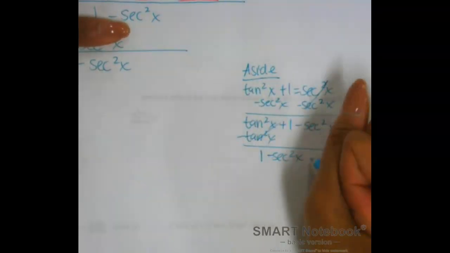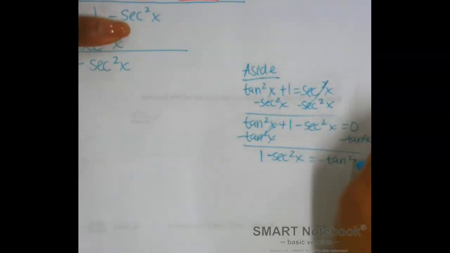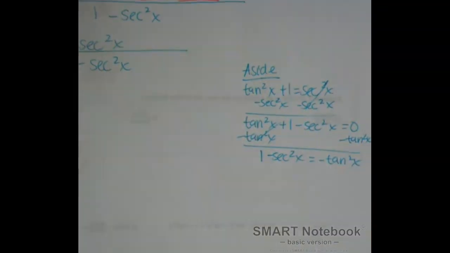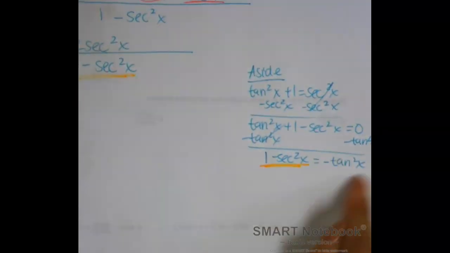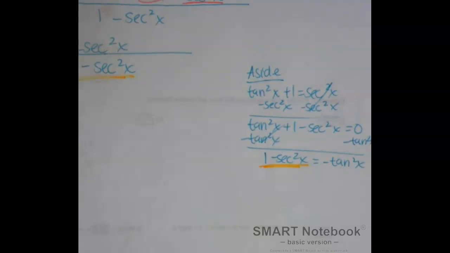There's plenty of ways to isolate, guys. This is just one way. 1 minus secant squared x equals negative tangent squared x. All right, so let's finish this up. If you notice, the 1 minus secant squared x is the exact same here. So all I'm going to do is just replace that with a negative tangent squared x.